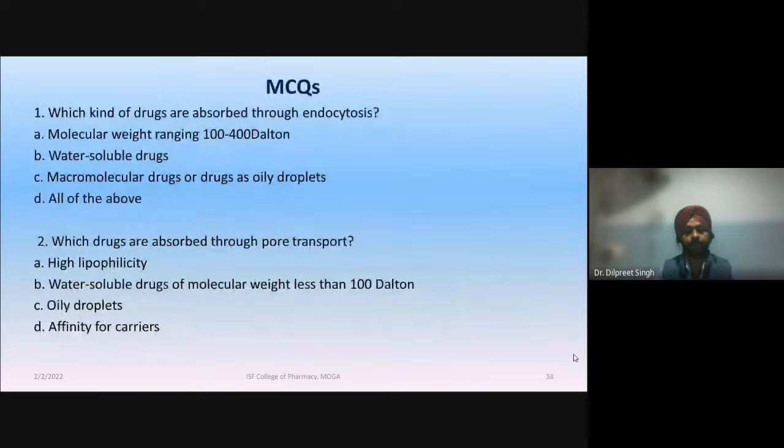Now the MCQ regarding this topic: what kind of drugs are absorbed through endocytosis? The correct answer is B, that is water soluble agents. Which drugs are absorbed through pore transport? The answer is high lipophilicity. So the highly lipophilic molecules are easily absorbed through pore transport.